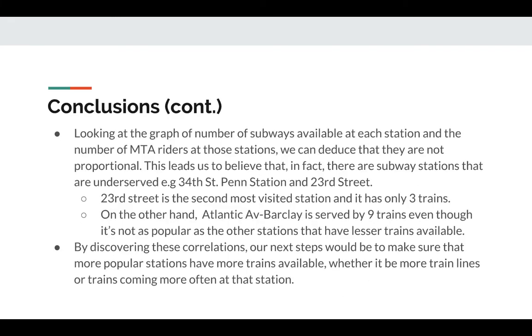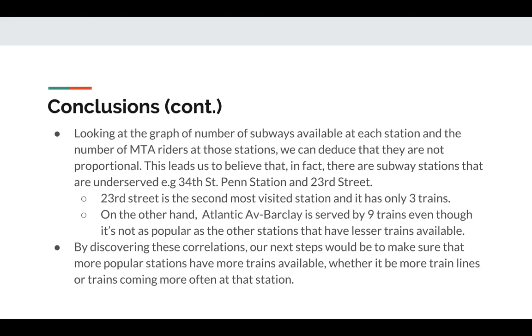So looking at the graph of the number of subways available at each station and the number of MTA riders at those stations, we notice that they are not proportional. This leads us to believe that, in fact, there are subway stations that are underserved, such as 34th Street Penn Station and 23rd Street. In graph number 4 we saw that 23rd Street is the second most visited station, but it only has 3 different trains available.